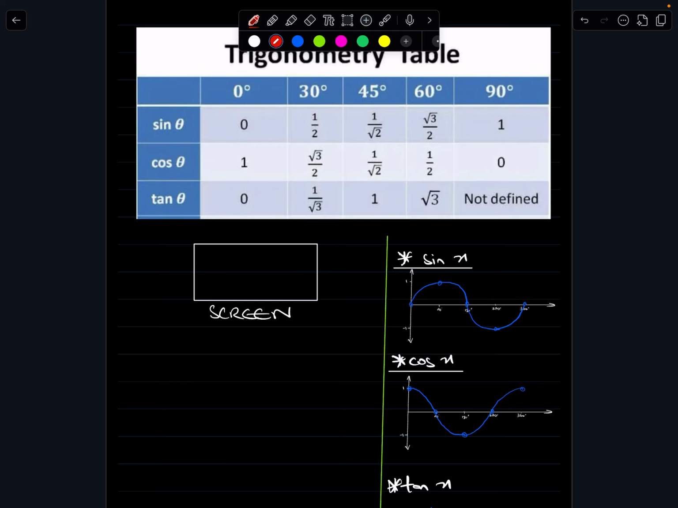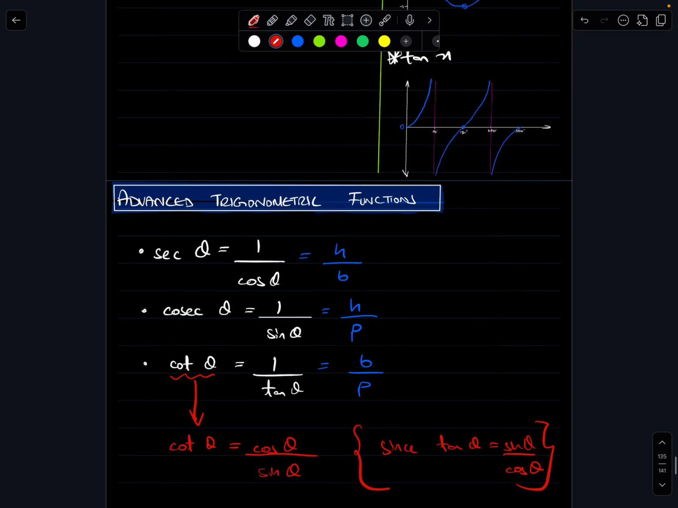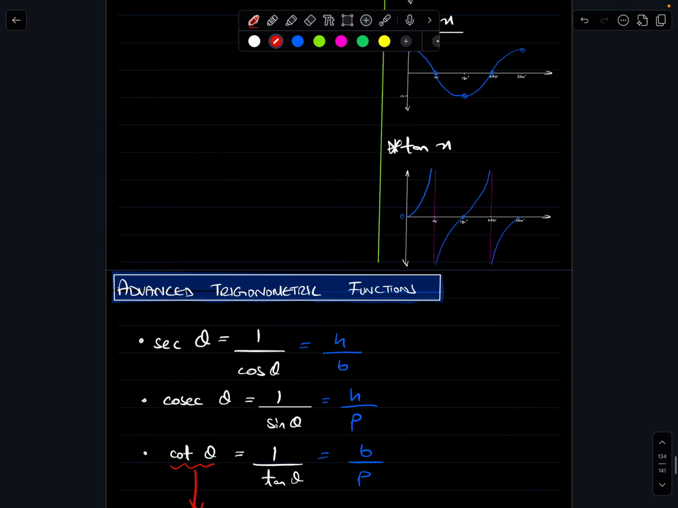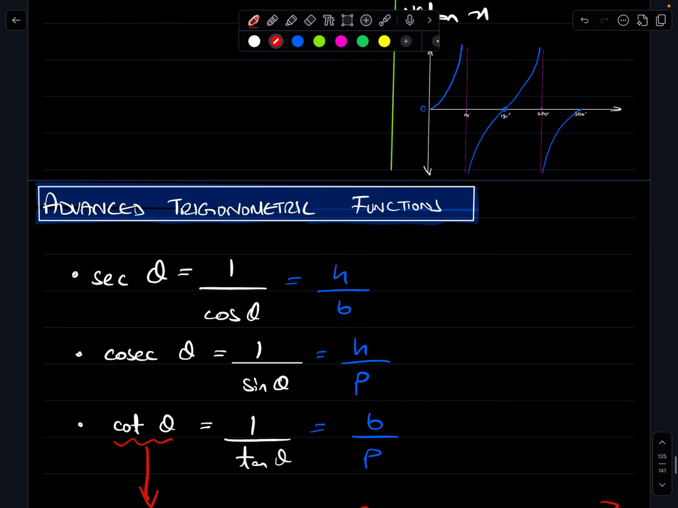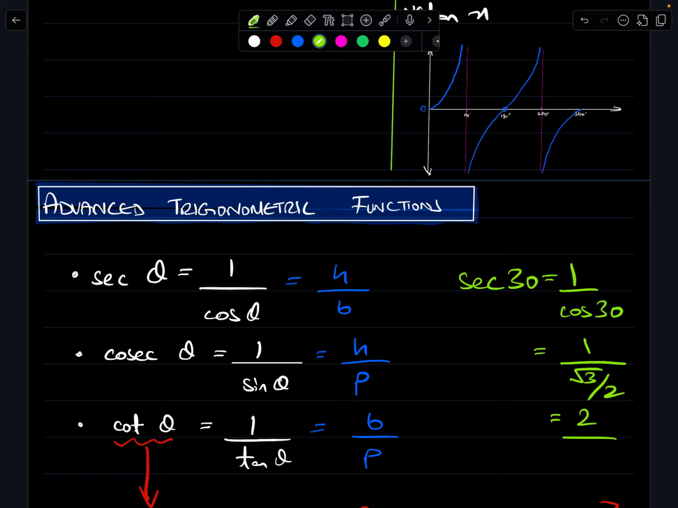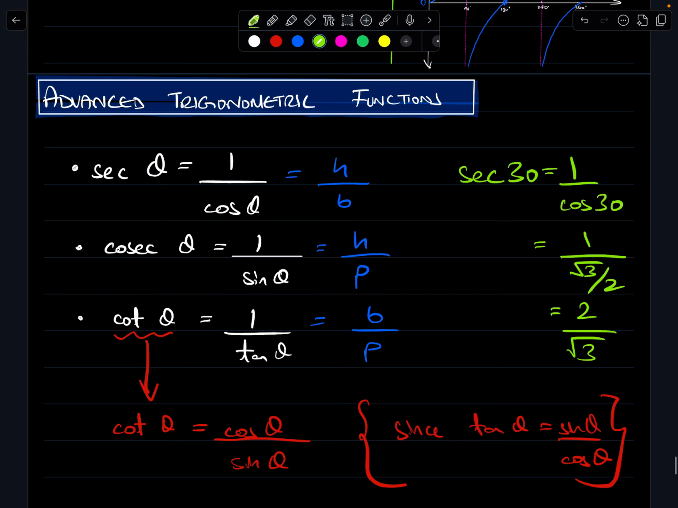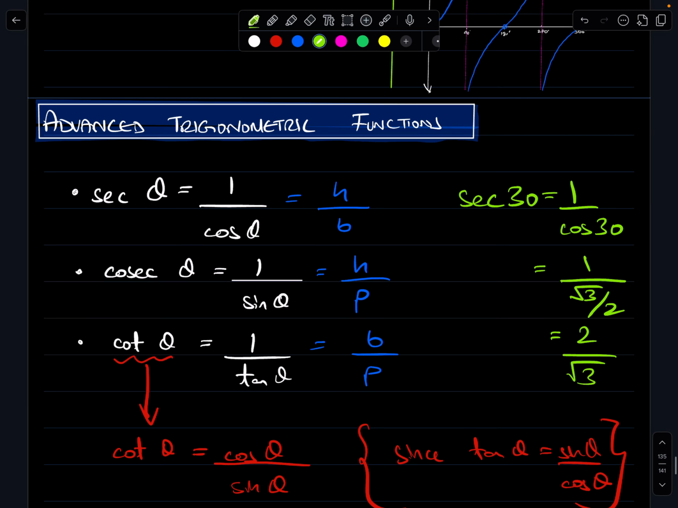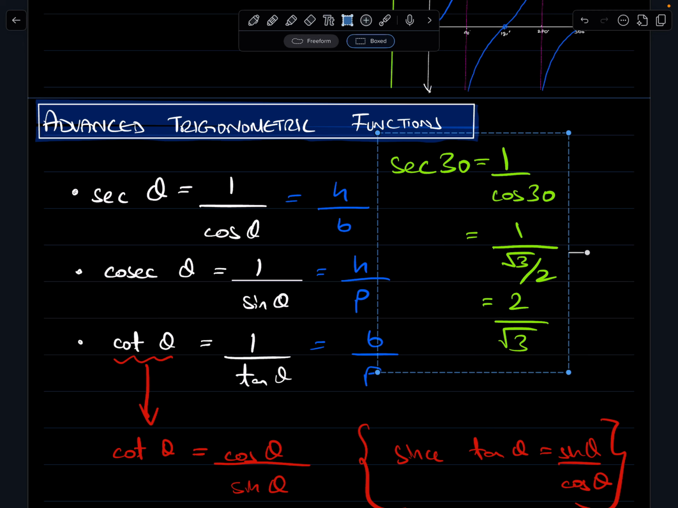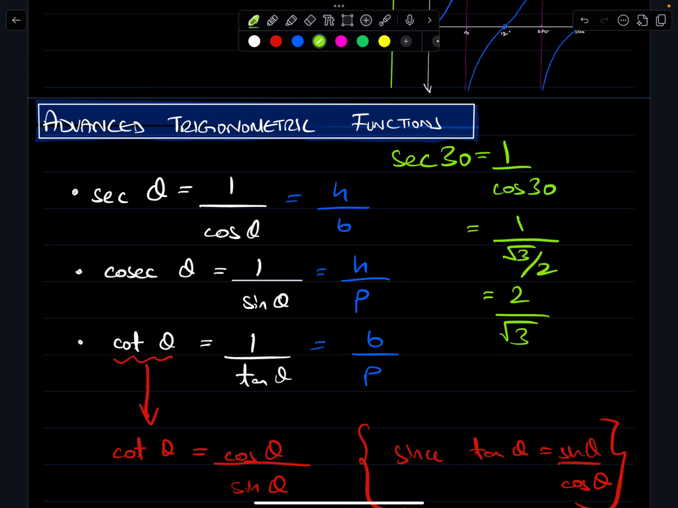Now, once you remember the trigonometric table, you might also use these values to solve advanced trigonometric functions. Let's say, for example, you are given sec 30. So sec 30 is 1 over cos 30. And cos 30 we learned is root 3 over 2. So we have 2 over root 3. A root exists in the denominator, and thus this is in unrationalized form.